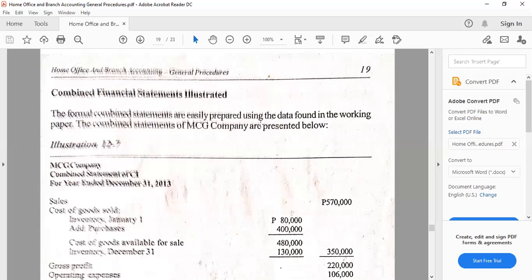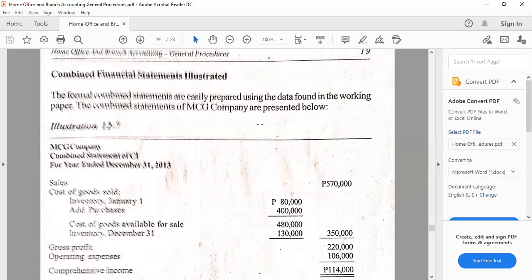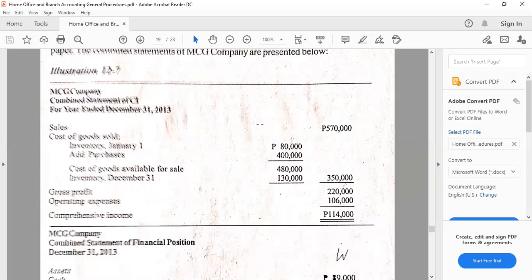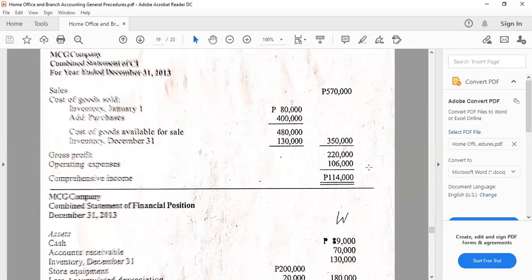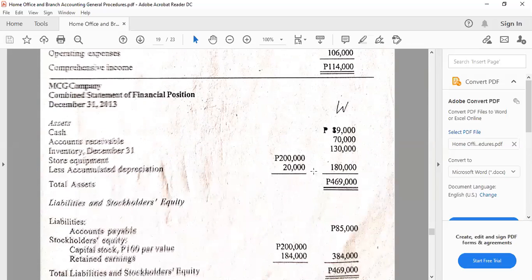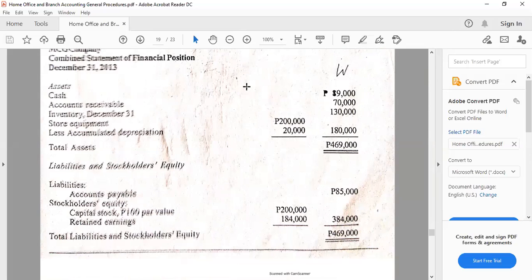And here are now our combined financial statements as illustrated. So intercompany and intra-company accounts now are eliminated in the process. We can see the profit from the worksheet at the bottom here, 114,000, as the total comprehensive income without OCI. The profit is the comprehensive income. And we have the total assets and liabilities and stockholders' or shareholders' equity for MCG Company as a whole. Okay, so that's it for the second part.